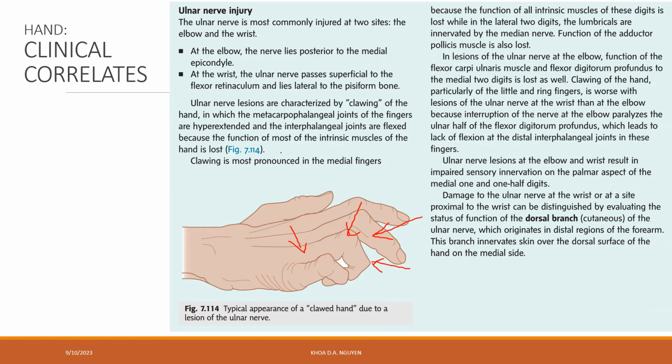Okay, and of course, the ulnar nerve injury is going to cause damage to muscles including the interossei, as well as the muscles of the hypothenar eminence and the two lumbricals on the medial side of the hand.